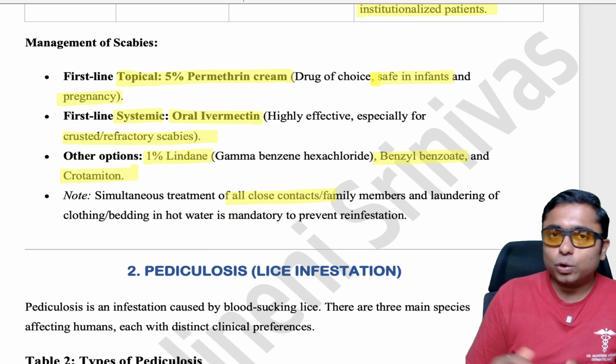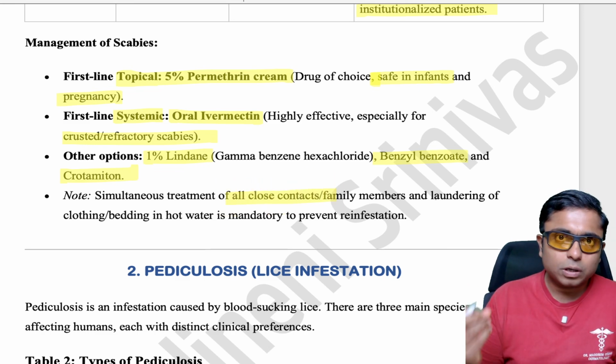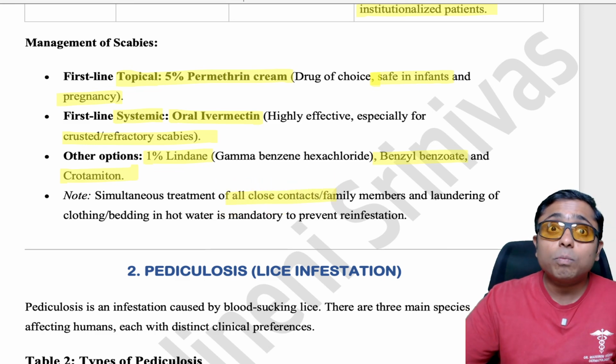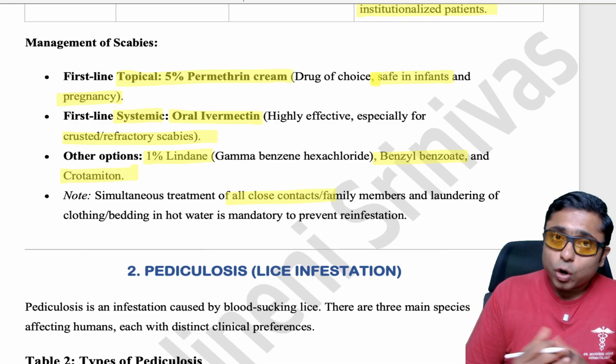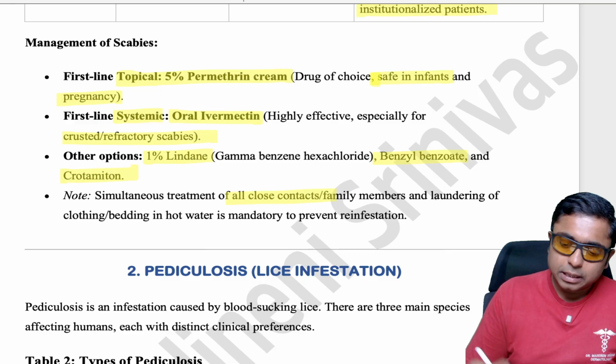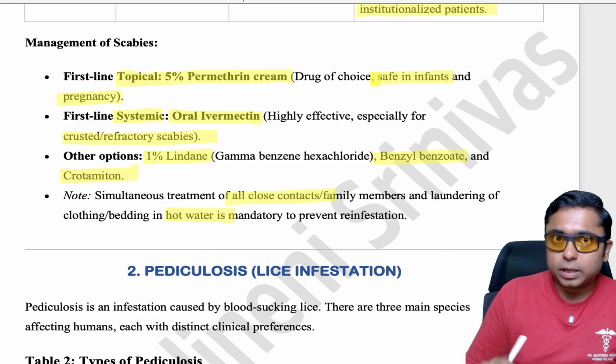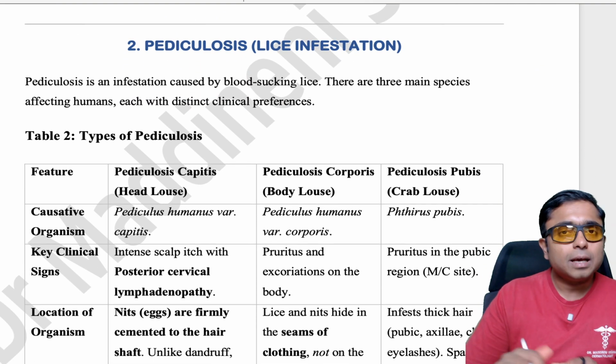Simultaneous treatment of all the close contacts is very important, and also because this can transmit through fomites, treatment of the clothes in the laundry is also very important. What is the treatment? Yes, hot water should be used to kill the mites.